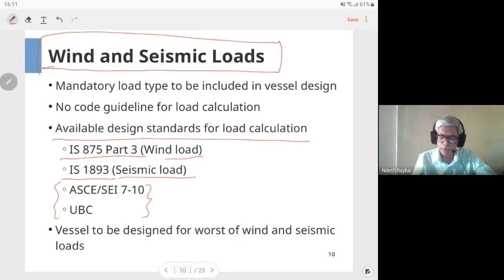Another point to be noted is that wind and seismic are rarely considered together. So it is either wind load or it is seismic load. Either of them would be considered in the design. Except for very, very critical components like nuclear vessels, you may consider part 50% wind load and 80% seismic, or something like that combination can be considered.